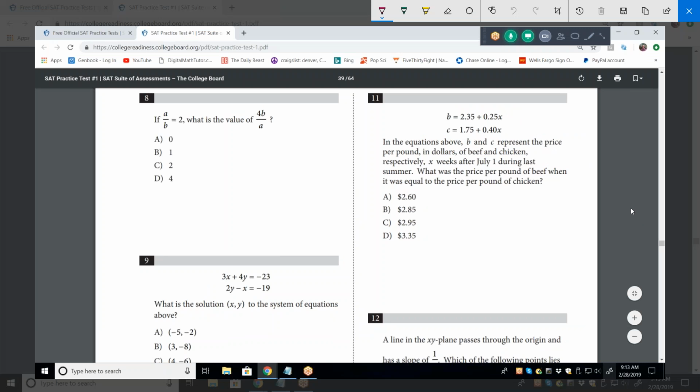Okay. If A over B equals 2, let's try solving for A. What's A equal to? Here's what we start with: A over B equals 2. How do we get rid of the denominator? When you're trying to solve an algebraic equation, get rid of the denominator. Multiply the 2 by B. Okay. Tell me the next line.